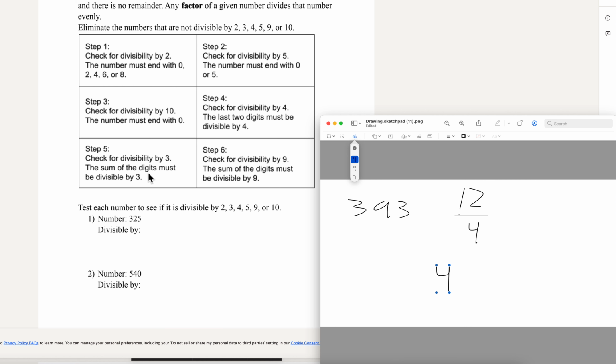Check the divisibility by 3. So this would be 12, 15, and 15 divided by 3 would be 5, so 3 would work. And for divisibility by 9, 15 divided by 9 wouldn't work. So it's just 3 and 4.